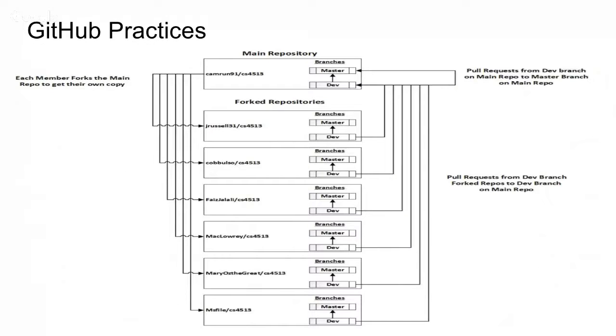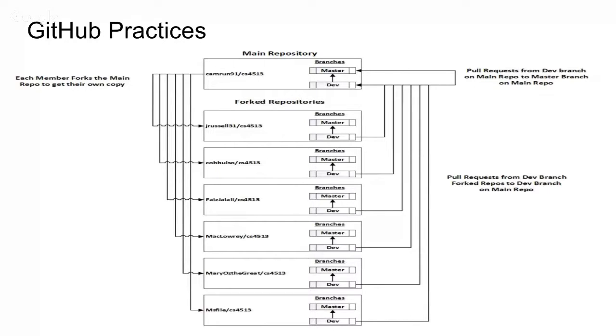This visual diagram will roughly show how this process works. On the left, you'll notice the arrows are going from the main repository to each of the forked repos. This is just showing that a copy of the main repo is made for each member. Towards the middle right part of the page, the arrows are going from the dev branch in each of the forked repos to the dev branch in the main repo. This is showing the process of merging forked repo branches into the main repo via pull request.